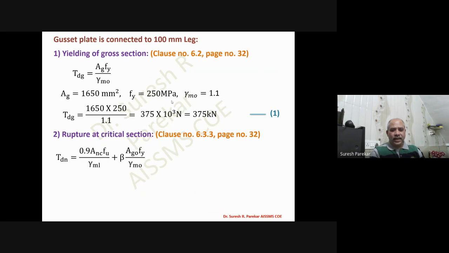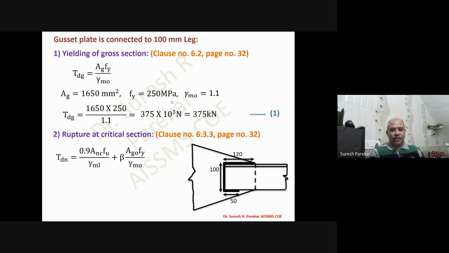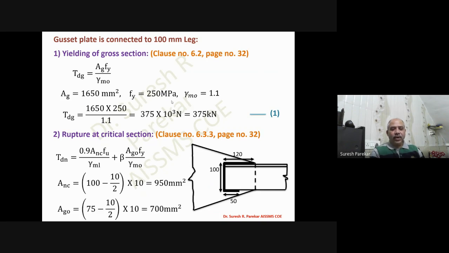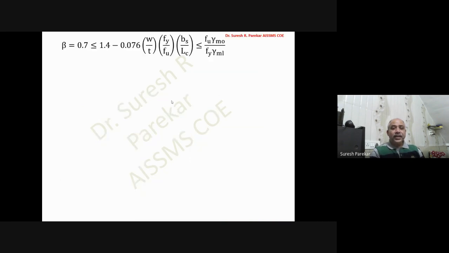We have this formula: TDN is equal to 0.9 ANC FU upon gamma m1 plus beta AGO FY upon gamma m0. Now here for ANC, we are not required to subtract any hole diameter. We have directly B minus T by 2 into T for ANC, and for AGO we have B minus T by 2 into T. Only AGO as it is, but in ANC we need not subtract the bolts. So this is ANC, then AGO. Then we have this formula.